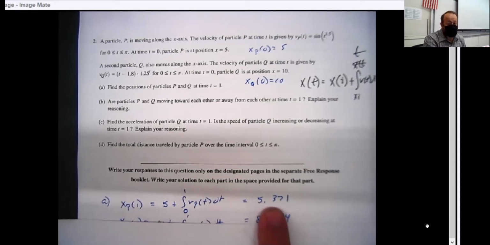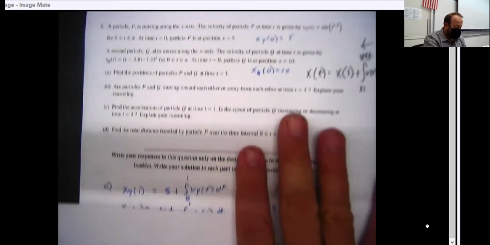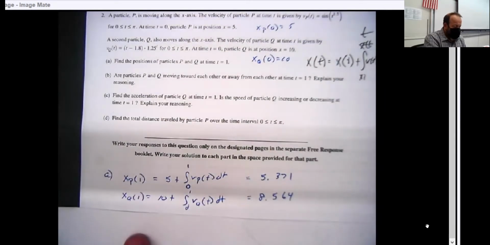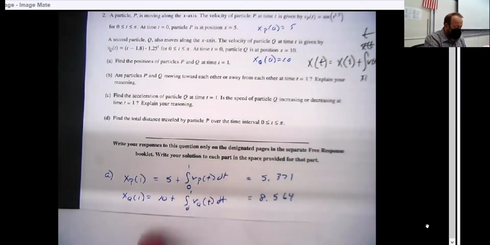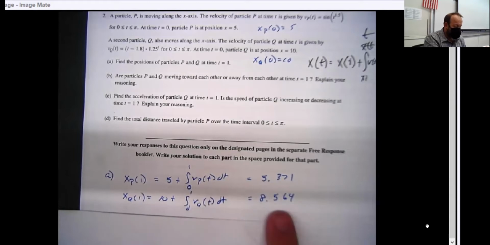Now, this is not its displacement. That's actually where it was. So that tells me it started at 5 and it went forward 0.371 in that second. Now, Q, of course, started at 10, so again there's my initial condition. At 1, it moved from 0 to 1, but it started at the value 10, and I got this. That tells me that if it started at 10, it was actually going backwards a little bit. And that is somewhat helpful for part B.